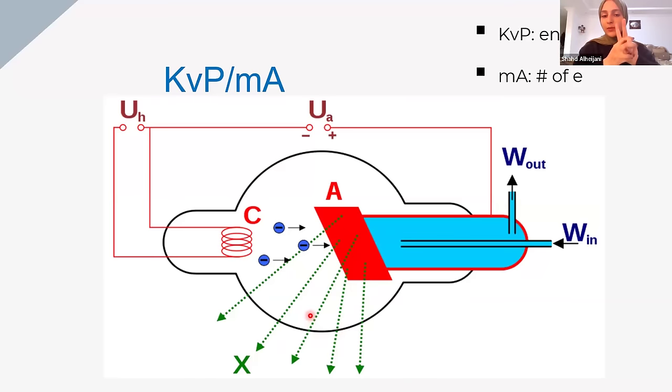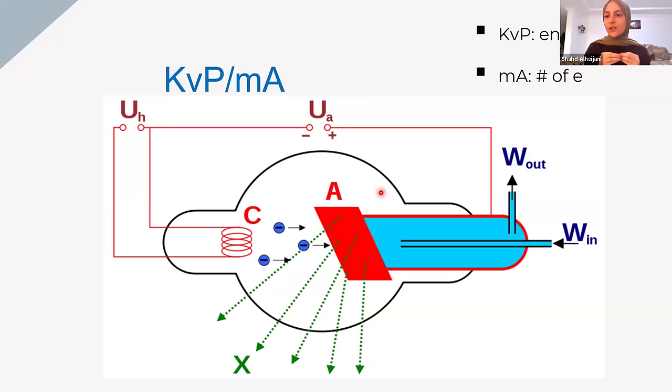Now, we have two things to remember here, KVP and MA. KVP is basically the voltage or the energy across the X-ray tube. And MA is the current or the number of electrons being emitted or shot from the cathode. So I want you to remember that KVP, since it's the energy, if you increase it, you increase the dose, which is more harmful to the patient. And at the same time, because you have excessive penetration, it will distort the image.